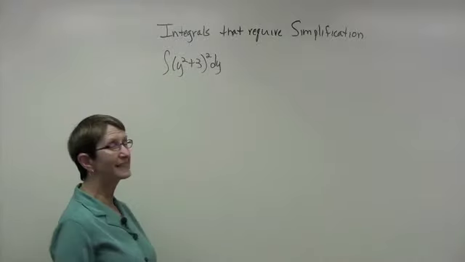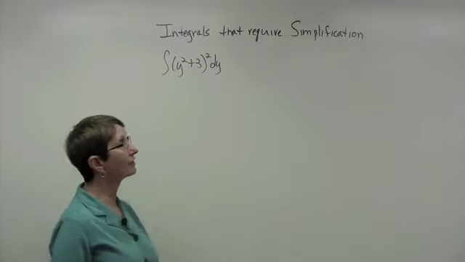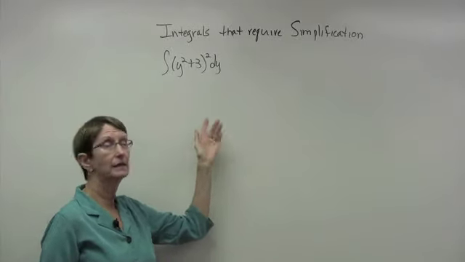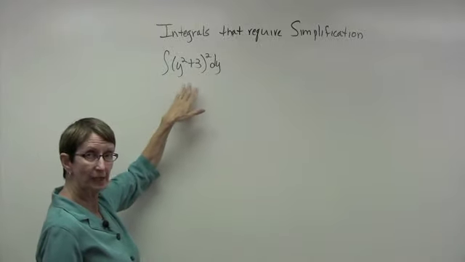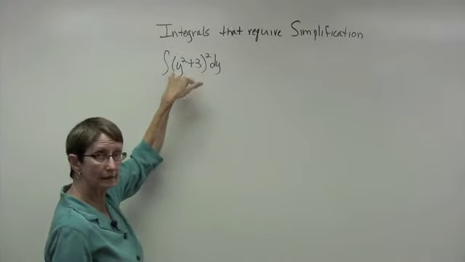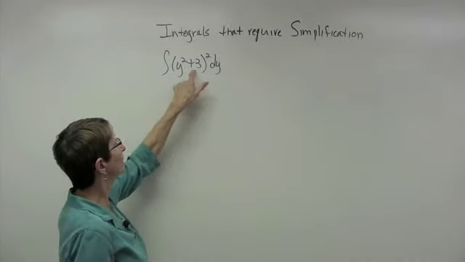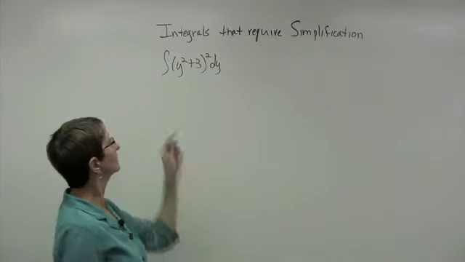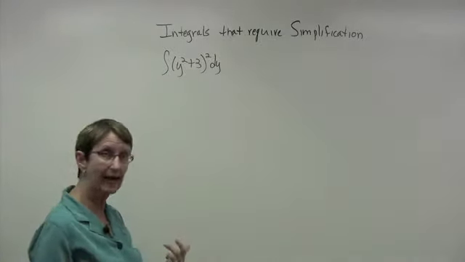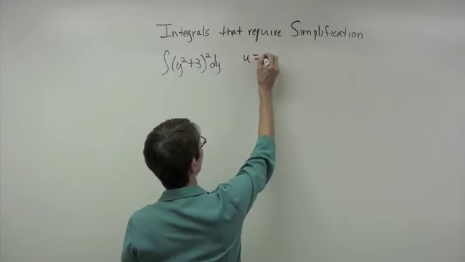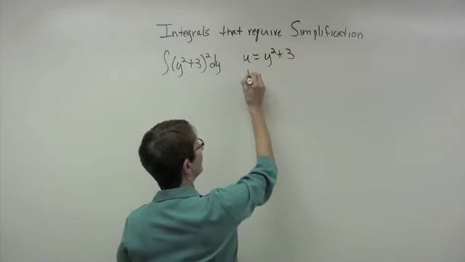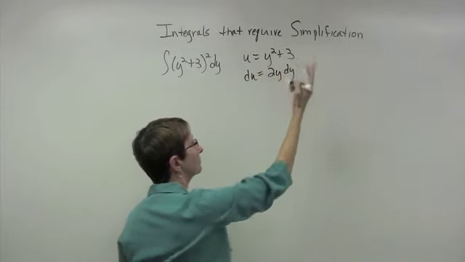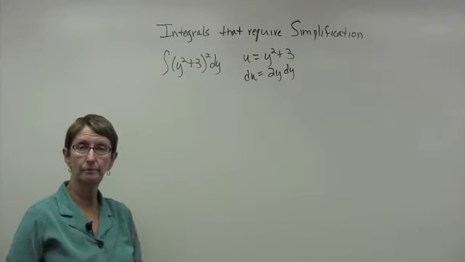Okay. In this segment, we're going to look at integrals that require simplification, and some may also use substitution and some may not. For this one, let's just look at this integral, y squared plus 3, that quantity squared, dy. Now when we look at this, we think use substitution because there's a power and we have a power rule. So let's try to let u equal what's inside. So if u is y squared plus 3, du would be the derivative of y squared, which is 2y, derivative of 3 is 0, so we have 2y dy.